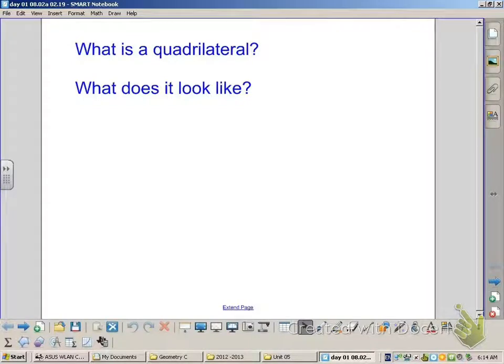This is the lesson for February 19th, Parallelograms and Quadrilaterals. Our first question is, what is a quadrilateral? And hopefully all of you know what that is. That's right, it's a four-sided figure.